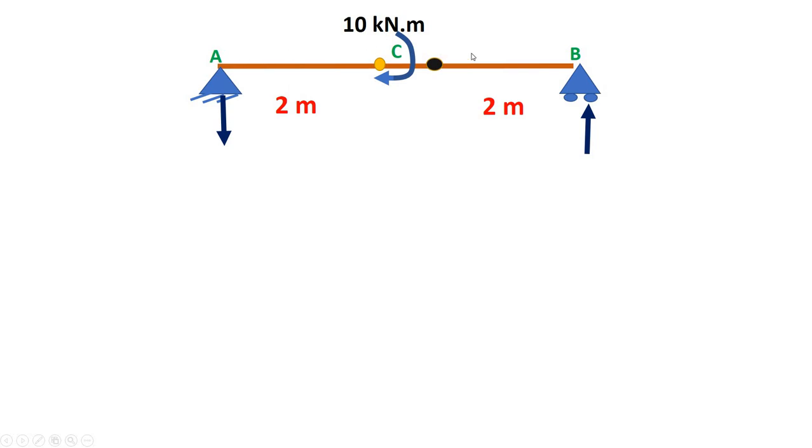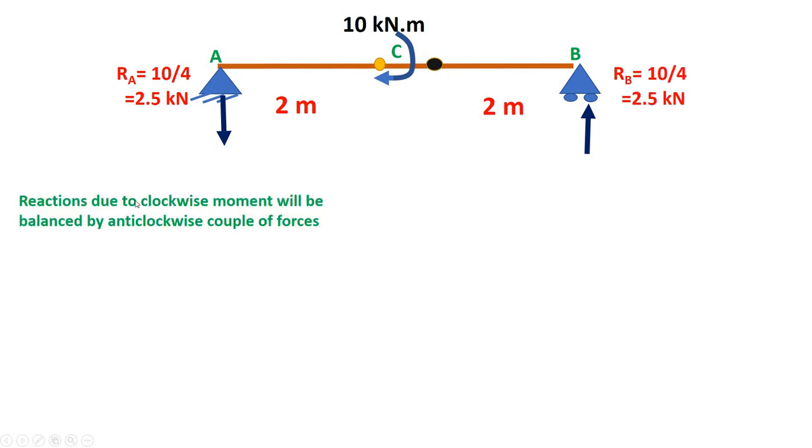So here for the simply supported beam, I apply a moment over here at the center, right? So the reaction due to this moment is downward over here and upward over here. How is it? 10 divided by 4, that is 2.5 downwards, and 10 divided by 4, that is 2.5 upwards, right? So the reaction due to the clockwise moment will be balanced by an anti-clockwise couple of forces.